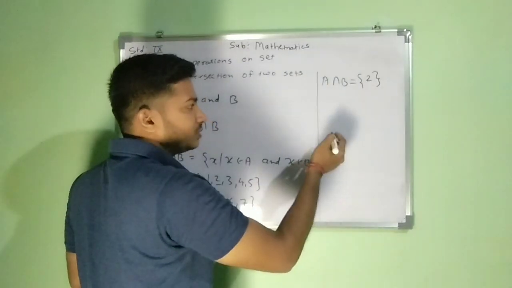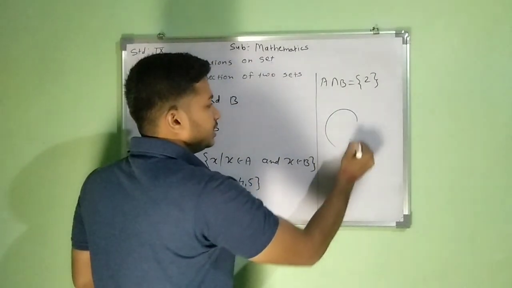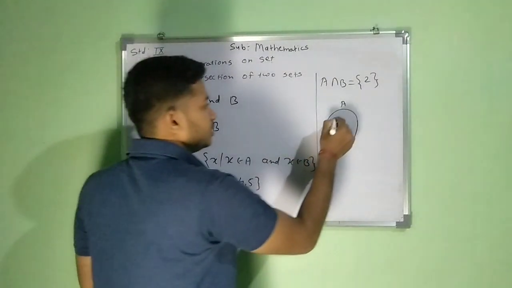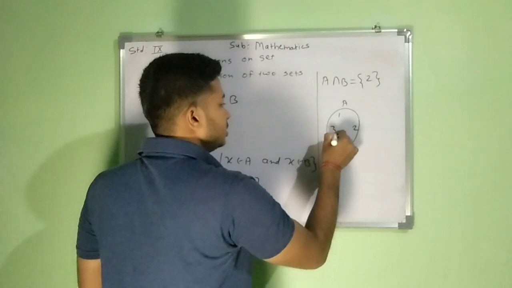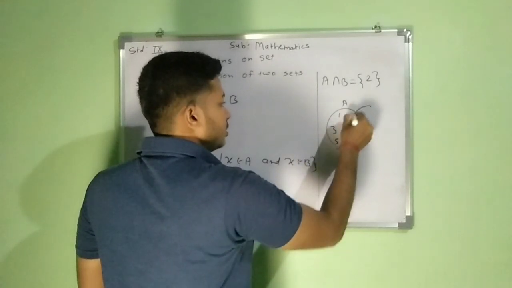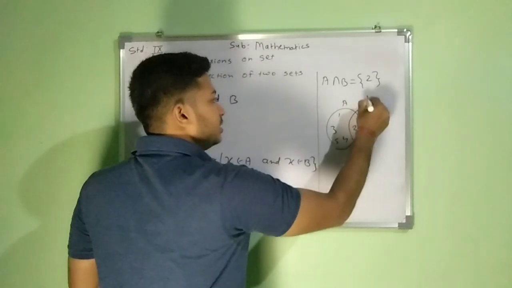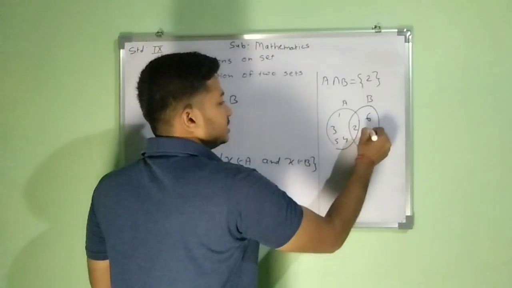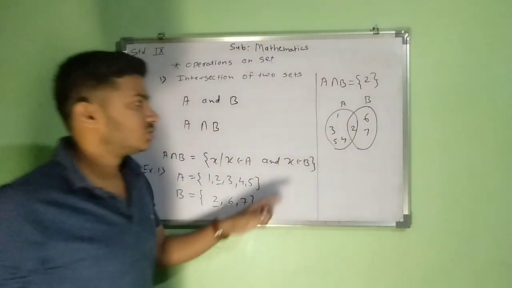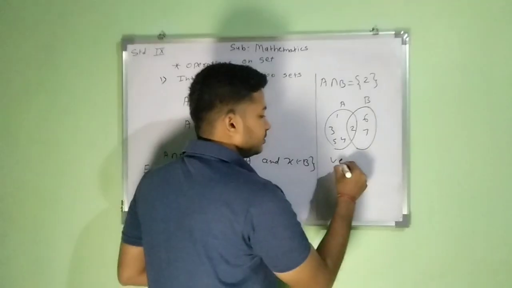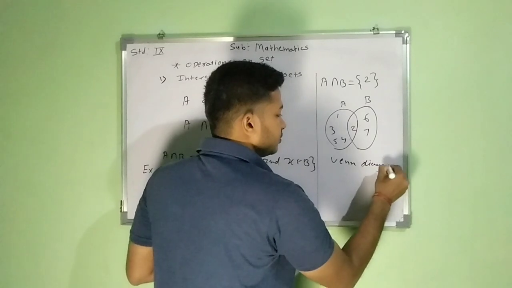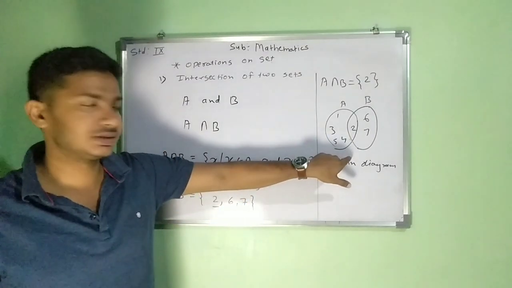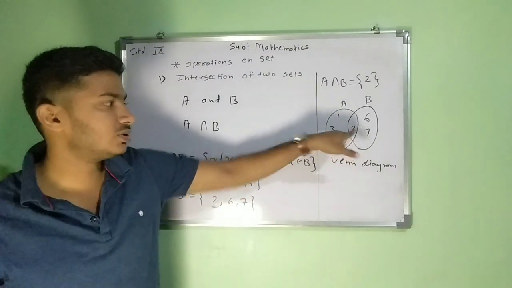Using a Venn diagram also we can see it. Look here, there is set A having elements 1, 2, 3, 4 and 5, and this is set B having elements 2, 6, 7. 6 and 7 are here and 2 is common between them. So by using a Venn diagram also we can represent the intersection of two sets. It will look like this: A intersection B, 2 is common between the two sets.